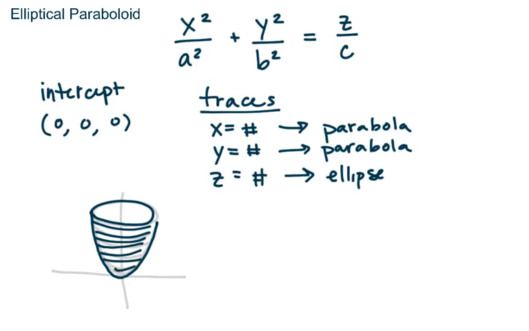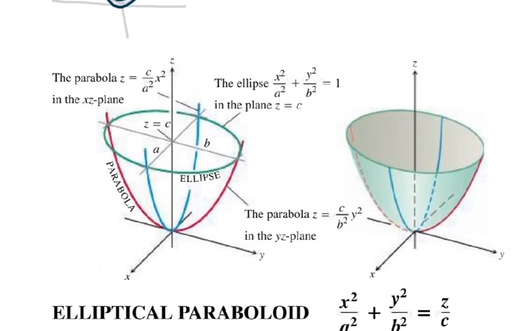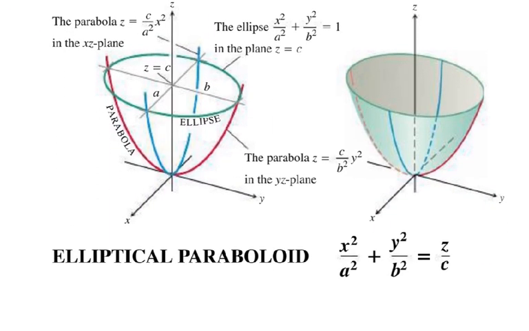All right, let me pull in the picture from the text. So an elliptical paraboloid looks roughly like this. Again, this shape is an ellipse or a circle, and then our traces in the other two planes create parabolas. And it doesn't have to be oriented up, it could be oriented down, facing to the left, or facing to the right. The main thing you want to notice is we have two variables that are squared, both are positive, and then one variable which is not squared.